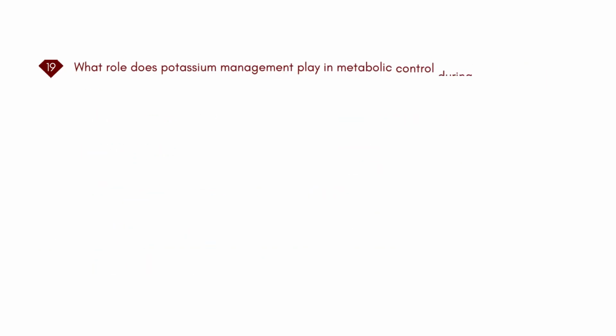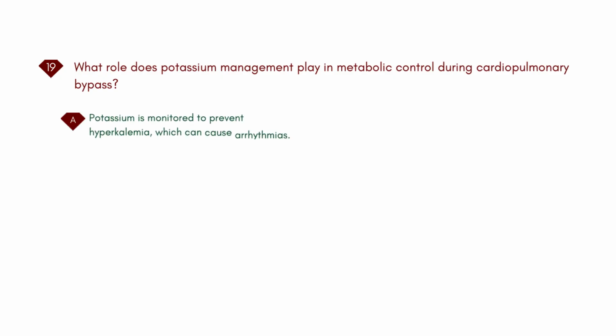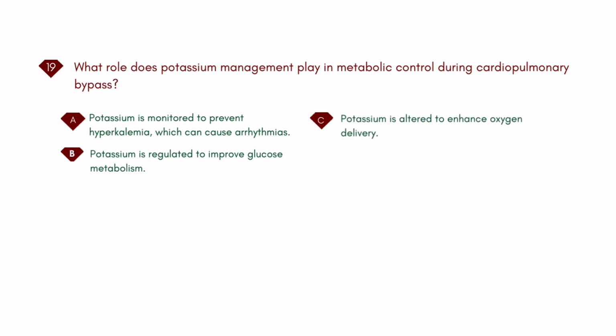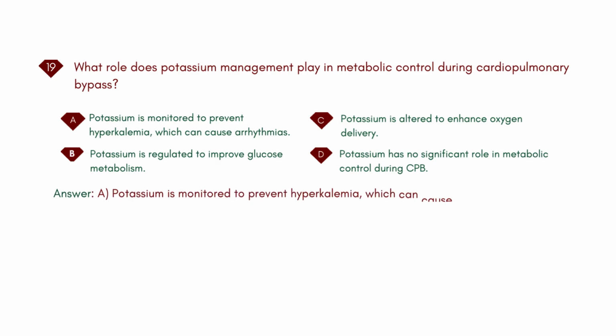What role does potassium management play in metabolic control during cardiopulmonary bypass? A. Potassium is monitored to prevent hyperkalemia, which can cause arrhythmias. B. Potassium is regulated to improve glucose metabolism. C. Potassium is altered to enhance oxygen delivery. D. Potassium has no significant role in metabolic control during CPB. Answer. A. Potassium is monitored to prevent hyperkalemia, which can cause arrhythmias.